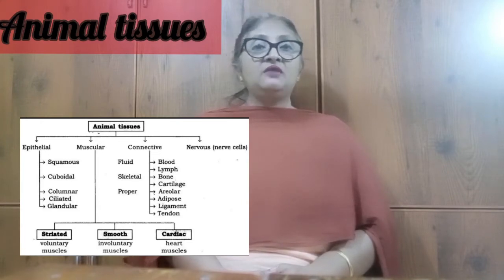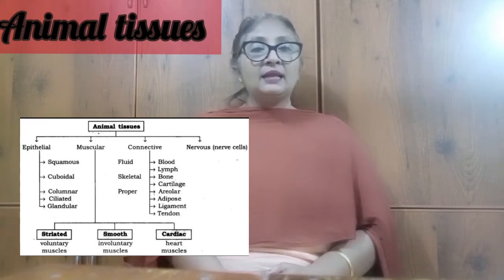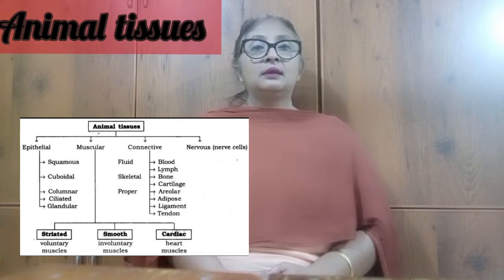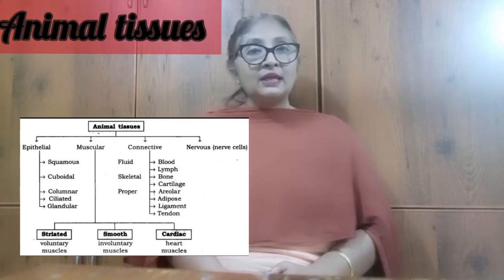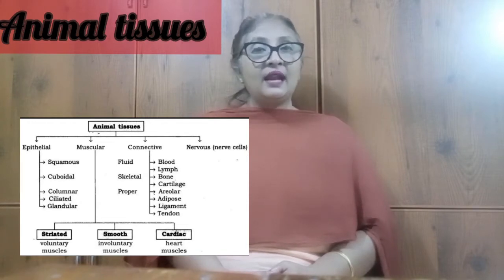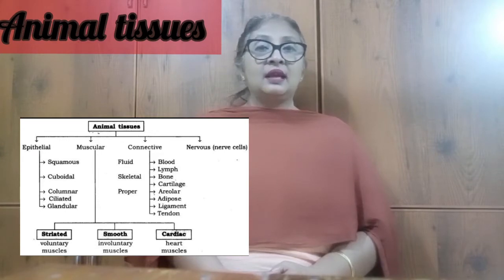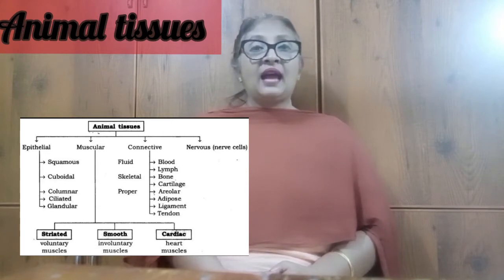Next, the connective tissue has many subdivisions, that is the bone, blood, cartilage, ligaments, tendons, areolar and adipose tissue. The muscular tissue is divided into three, that is the voluntary muscles, involuntary muscles and the cardiac muscles. The nervous tissue does not have any subdivisions.